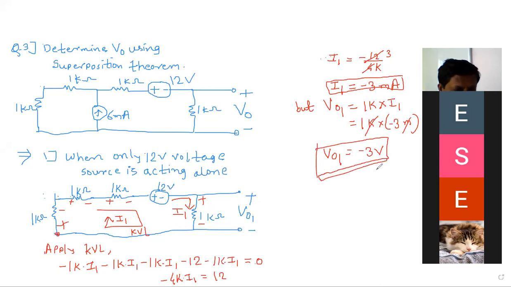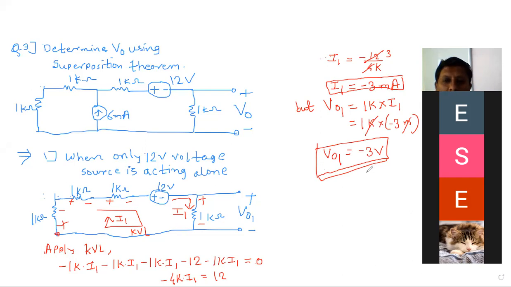Everyone understood now how to find out V01 now? Keep 12 volt as it is and remove 6 milliampere by open circuit. Now, according to the V01 polarity, you can mark the direction of current which is passing through 1K as I1. So with respect to the direction of I1, you can mark the polarity of voltage drop across each and every resistor.